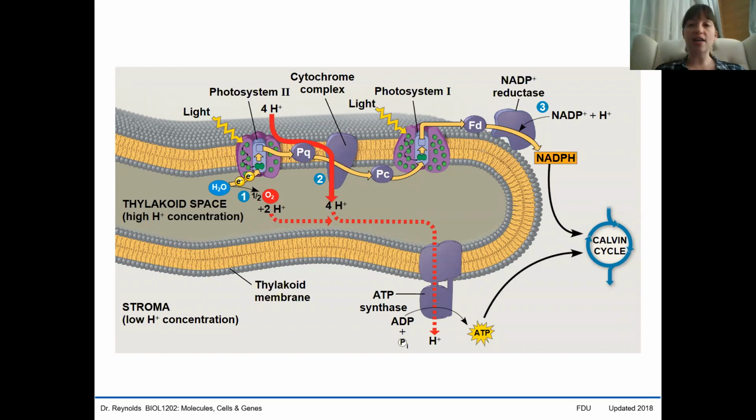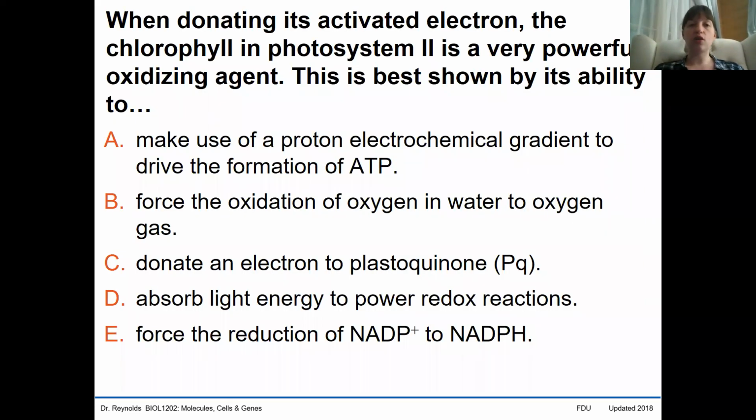Note that the high concentration of protons is in the thylakoid space. This is the smaller space, and it's easier to create a bigger differential, which results in a greater potential force created by this electrochemical gradient. Now, when donating its activated electron, the chlorophyll in photosystem 2 is a very powerful oxidizing agent. So which of these best demonstrates that ability? Pause the video here for more time.